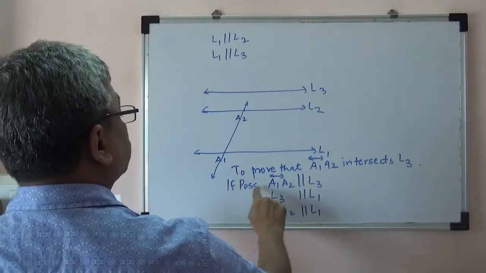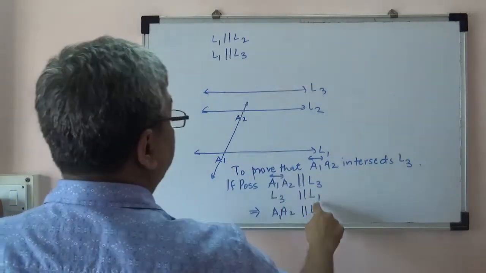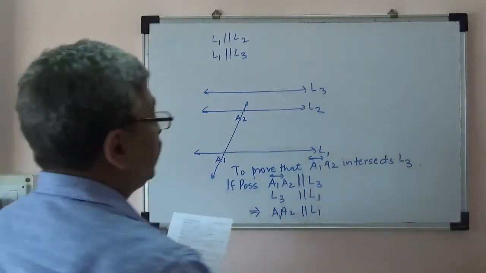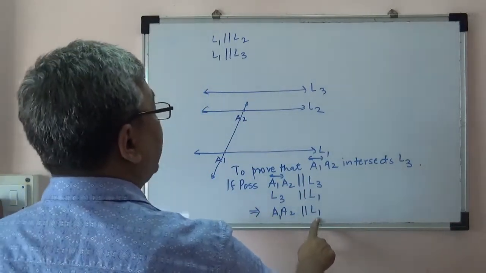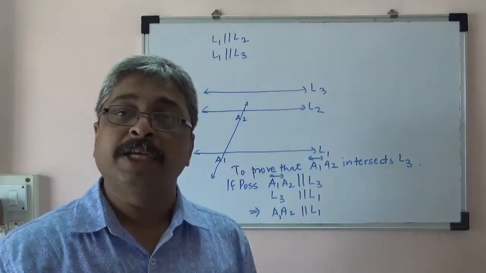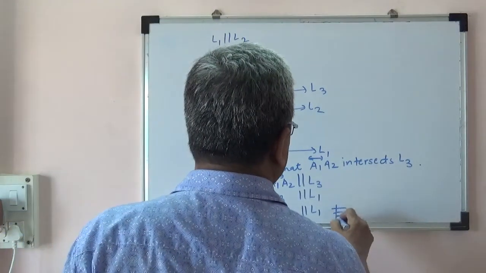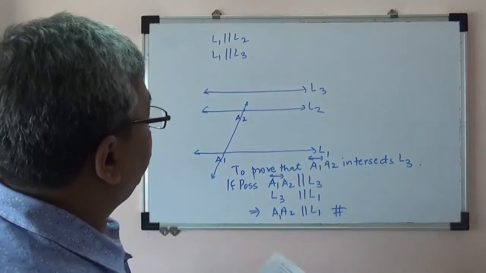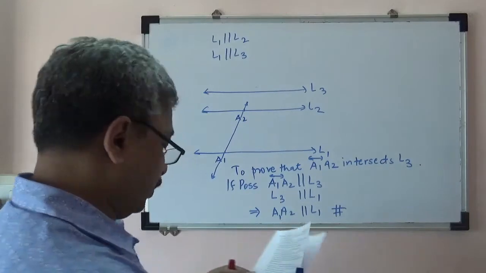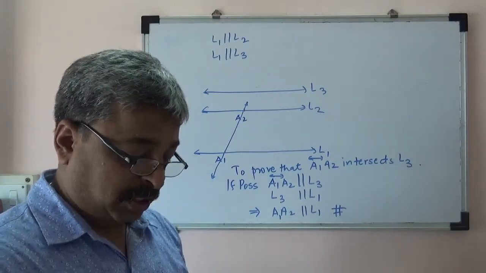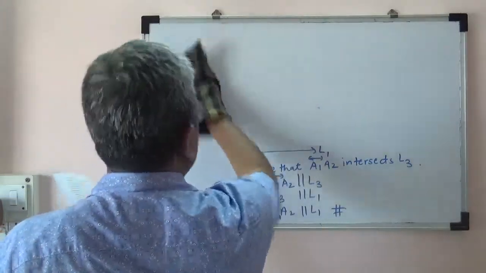So if we take A1 on L1, A2 on L2 and draw A1 A2, suppose if possible A1 A2 is parallel to L3, but L3 is given to be parallel to L1. But we have proved a theorem: if A1 A2 is parallel to L3 and L3 is parallel to L1, then A1 A2 is parallel to L1. But A1 A2 is not parallel to L1, it is intersecting because they have a common point A1. So there is a contradiction here, and hence whatever we have assumed, that A1 A2 does not intersect L3, is not correct; it will intersect. So this is the common transversal theorem. After this, what we have is the midpoint theorem.